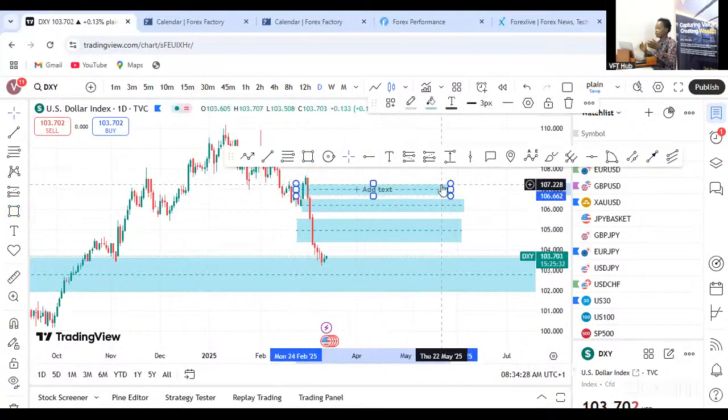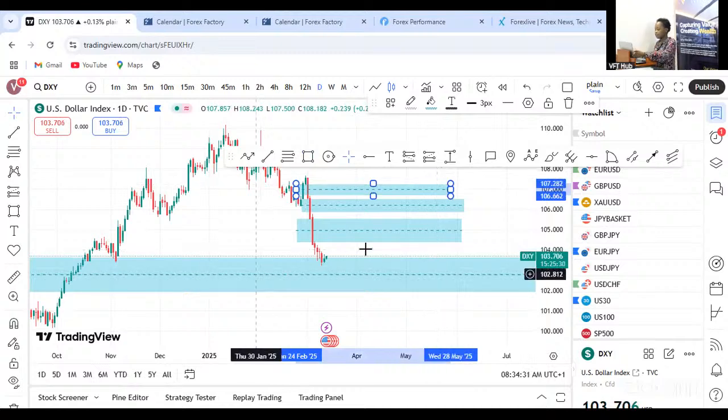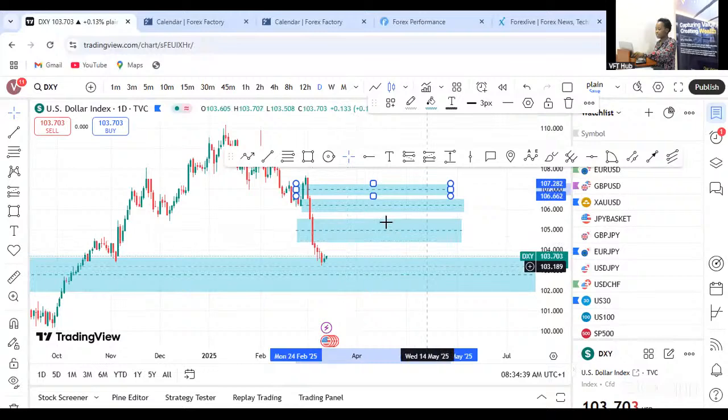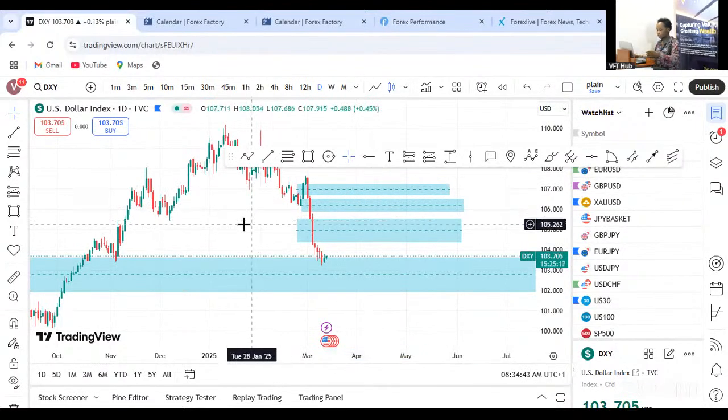Why am I marking out these zones? I'm basically saying that if price gets here, it should find resistance around this zone, fill this fair value gap and continue to sell. But if it does not, then we know that the next place it is headed to is here. And if not, this will now be the third point of interest. So this is an overall view on the DXY.